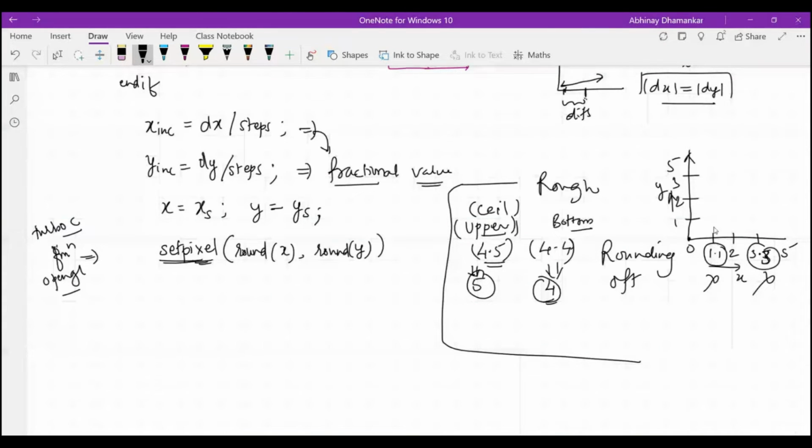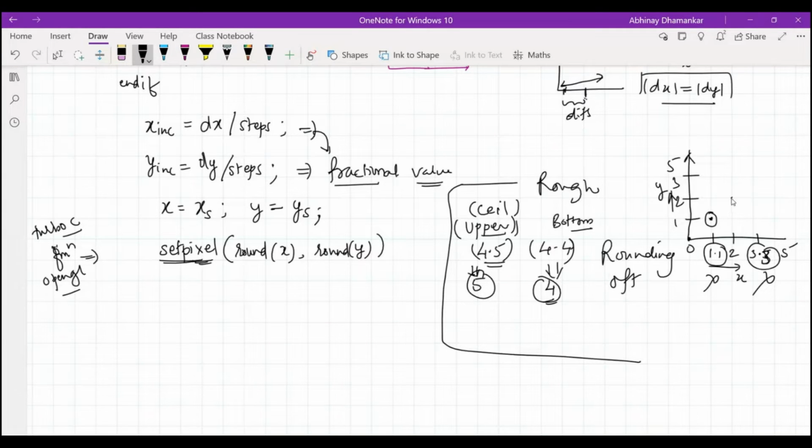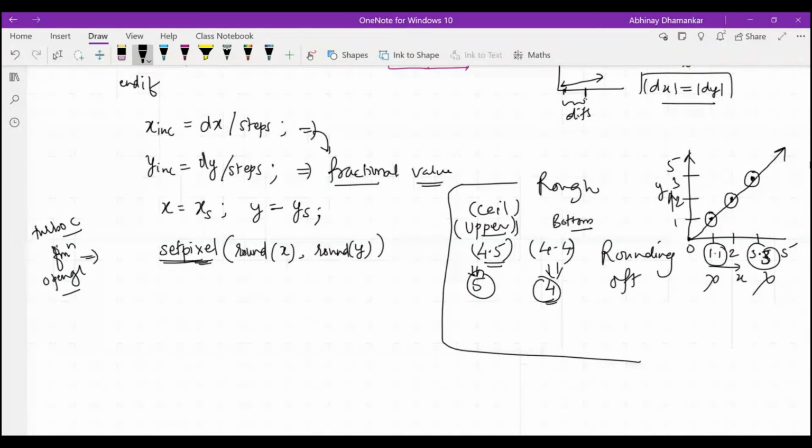So for example, we will enable this pixel 1, we will enable this 2, 2, then 3, 3, and then from those pixels we draw the line. Okay, did you get that? So that's why we need to round it off.